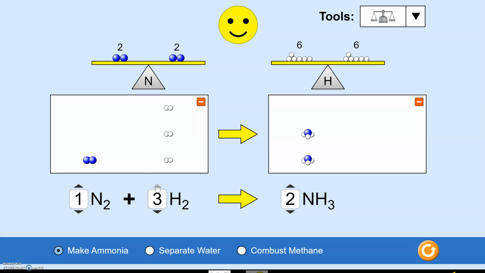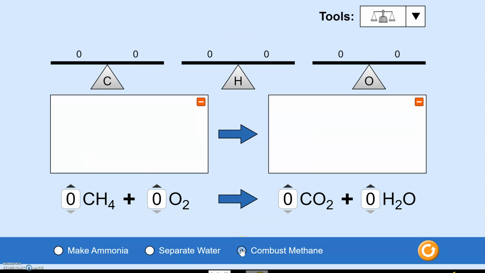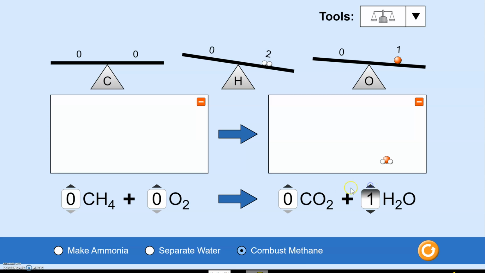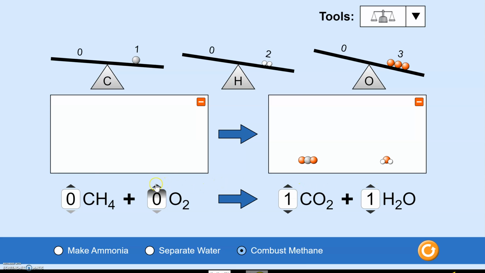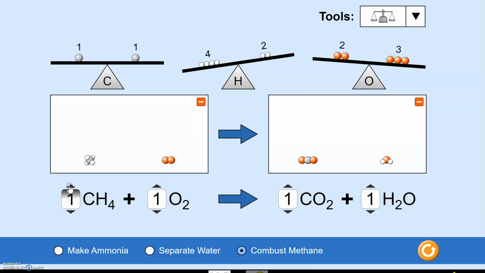Let's try one more. This is a reaction for the combustion of methane. It takes a methane molecule, CH4, it reacts it with an oxygen molecule, O2, it produces a carbon dioxide molecule and a molecule of water. Let's start by making sure that we've got 1 of each of these molecules.